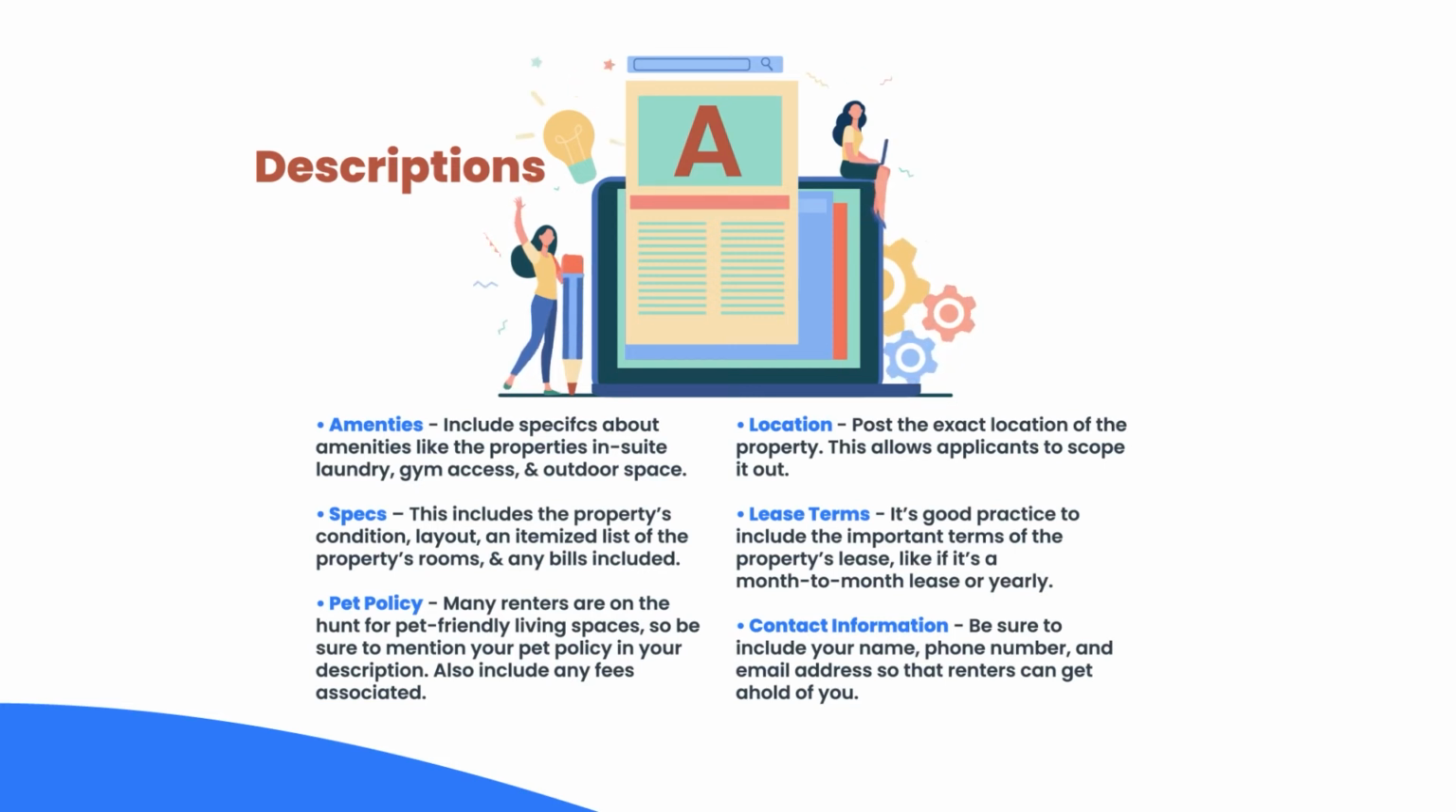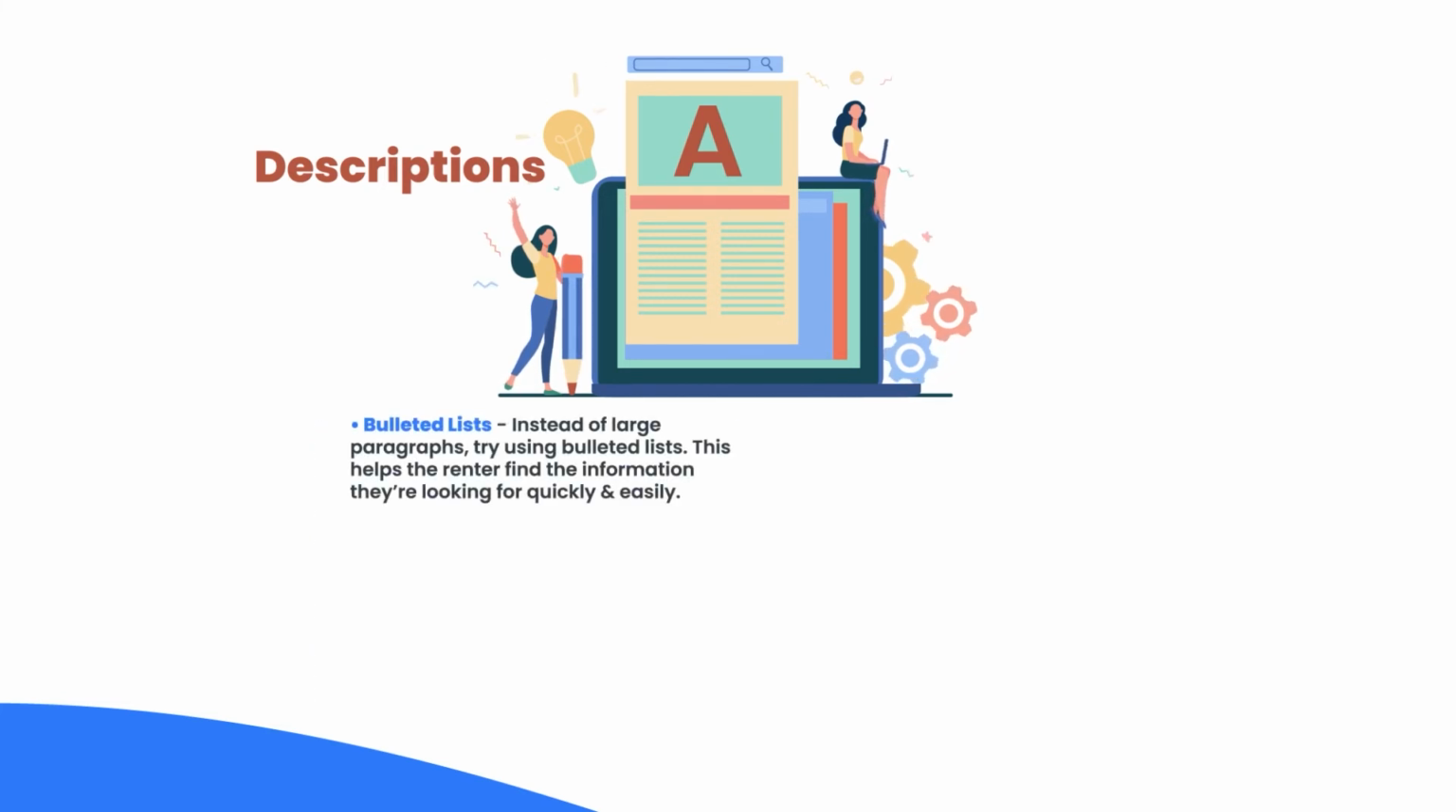Be sure to include your name, phone number, and email address so that renters can get a hold of you. Next, let's go through a few tips for writing listing descriptions. The first is bulleted lists. Instead of including information in large paragraphs, try using bulleted lists. This helps the renter find the information they're looking for quickly and easily.